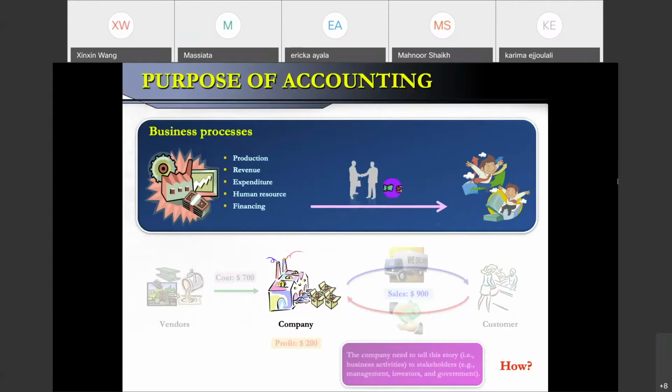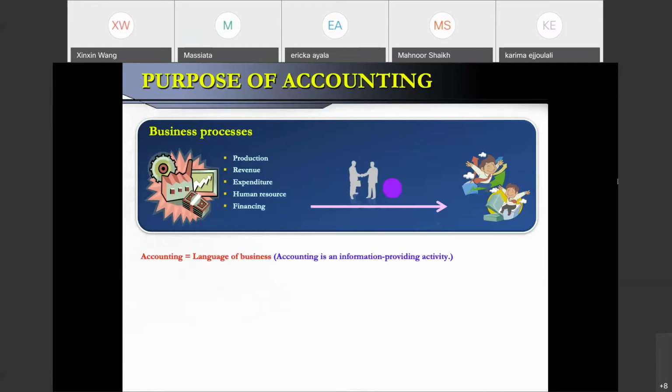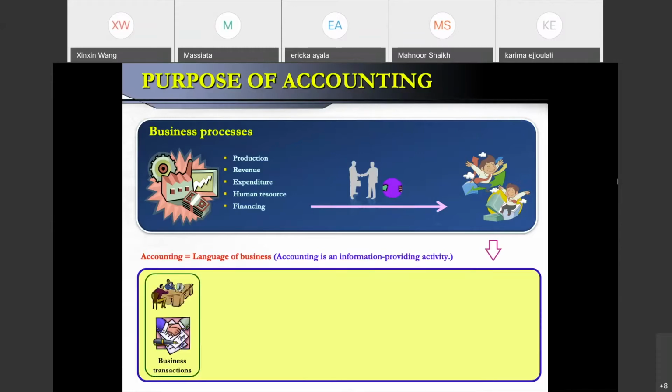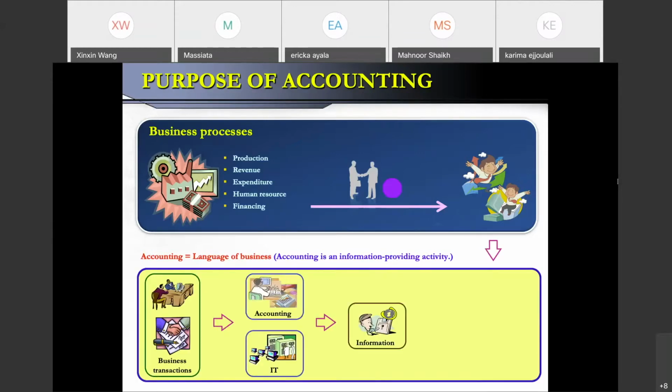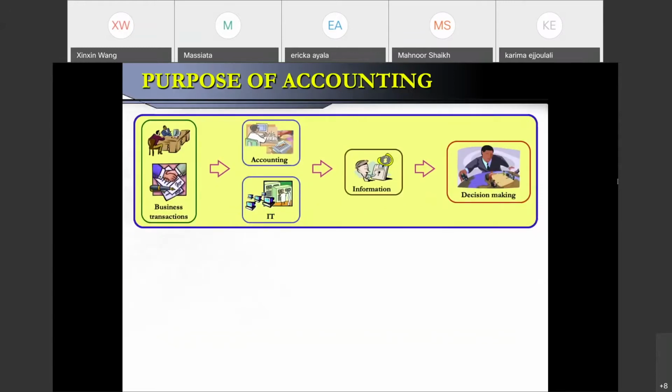So we get down to the question, how is the company going to record these transactions, right? That's when accounting comes in. Accounting is the language of business. Without accounting, nobody knows what's going on with the business. So the business transactions, based on accounting and the support of IT, are processed into information. And then the information supports decision making. So this is the whole purpose of accounting.